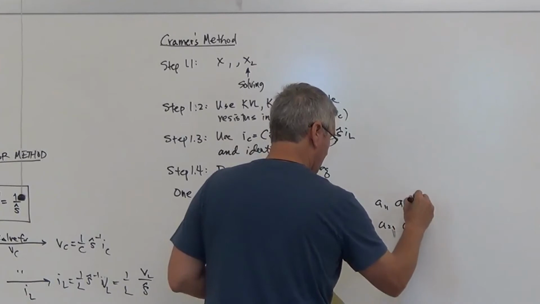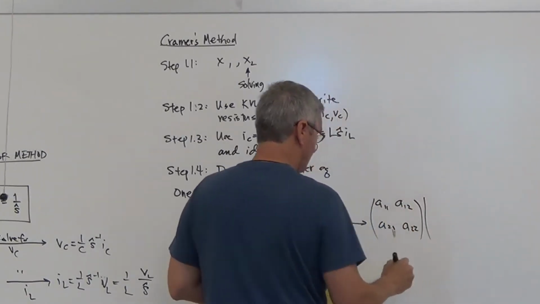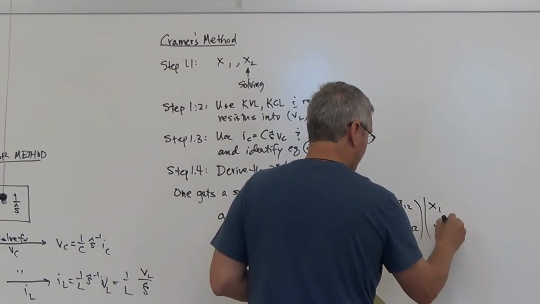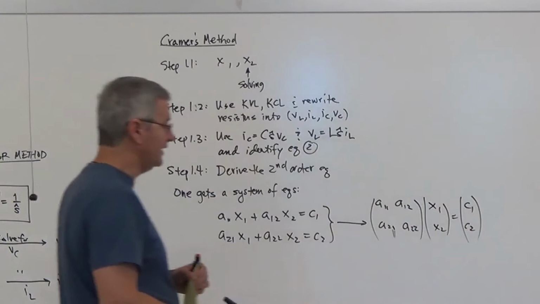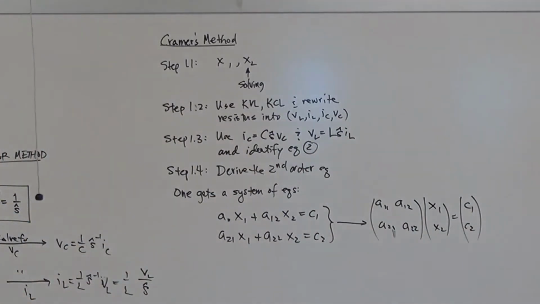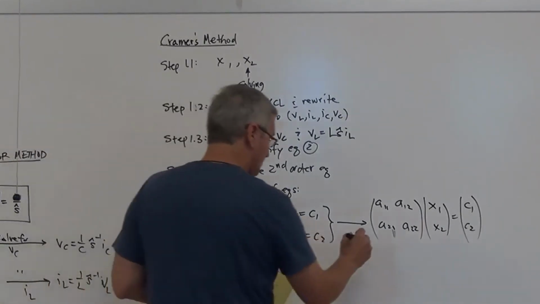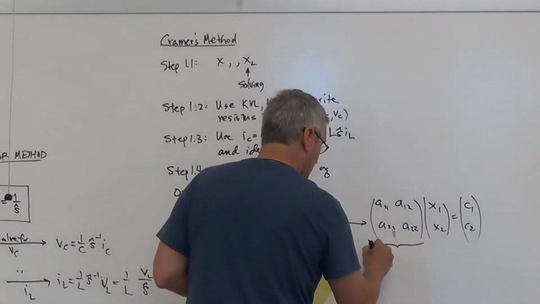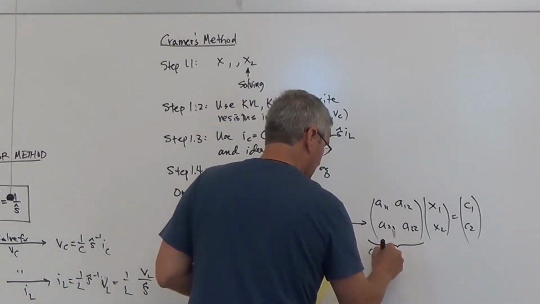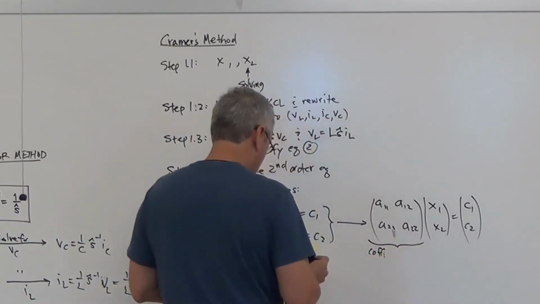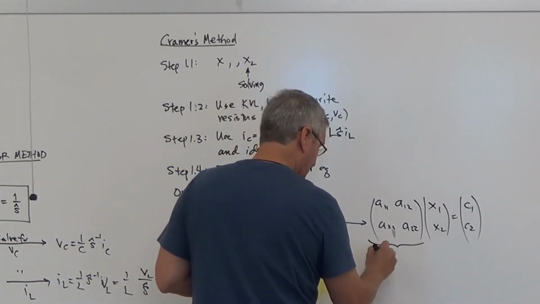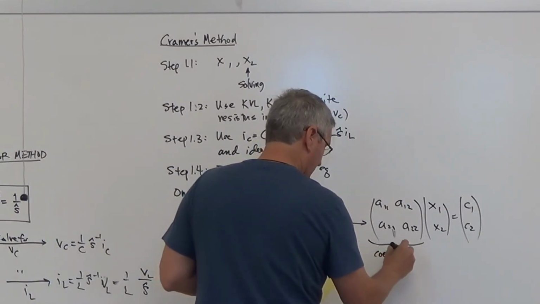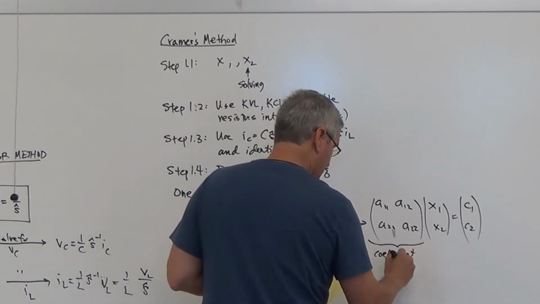This is still on the path to deriving the differential equation? Yes. So we get this matrix equation. And this here is what I call the coefficient matrix.